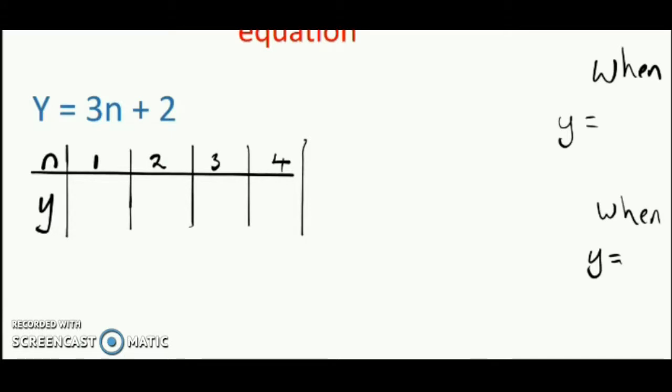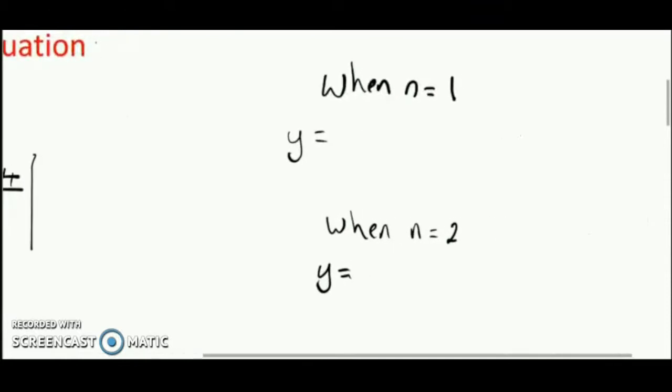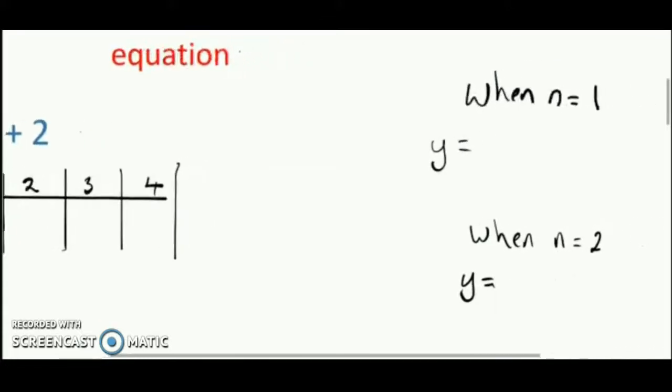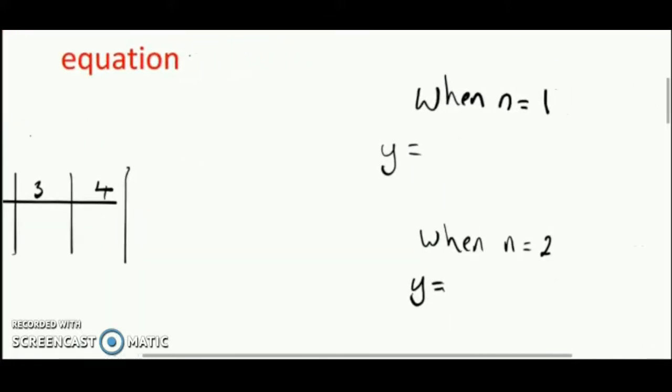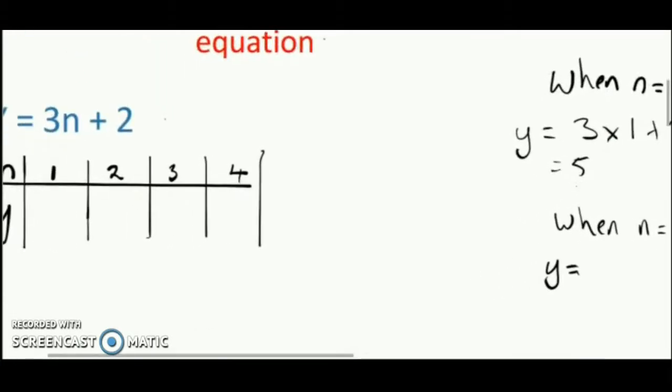So what we want to do is just substitute into this equation when n is 1, 2, 3, 4, etc. So if we have a look over to the side here, when n is 1, now remember the equation was 3n plus 2. So when n is 1, 3 times 1 plus 2. So 3 times 1 is 3, plus 2 more, y is 5. So the first number in the sequence when n is 1 is 5.